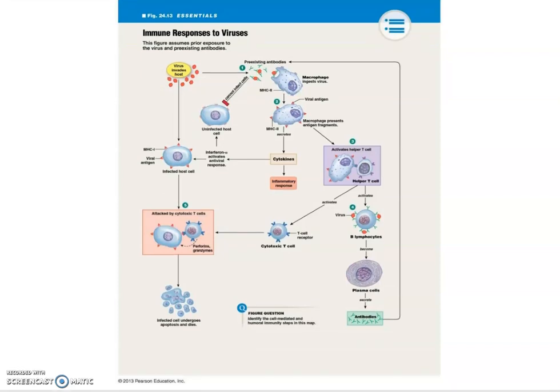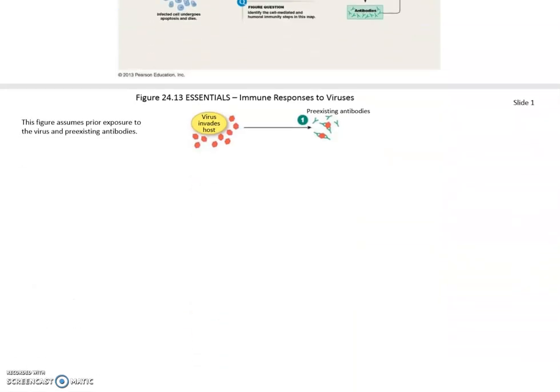And again, this slide is pretty crowded, summarizing all the different processes that happen. So we're better off taking a look at it step by step. So here we have the example of a virus invading the host. So the virus is coming. If you are lucky enough that you have pre-existing antibodies, it's great, because if they're there, then they will right away bind to the virus.